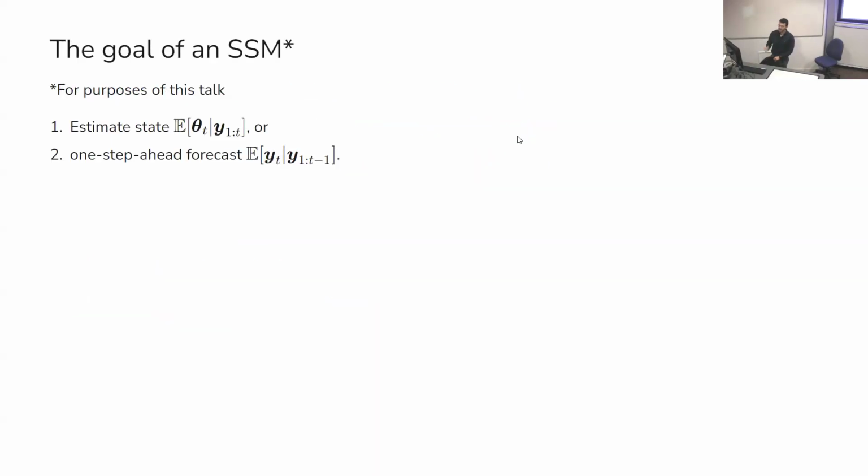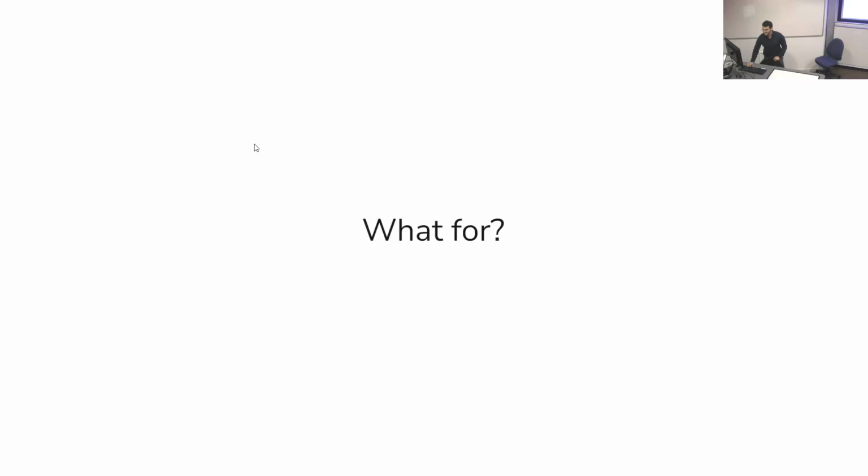Now, there are a bunch of things we can do with an SSM, but the two things we're interested in in this talk are, first, to estimate the state. That is, if I've observed a bunch of observations from Y1 to YT, what's the estimate of theta t? That's a typical problem. The second one is the one step ahead forecast. If I have observed a sequence of data points from time 1 to time t minus 1, I want to make a forecast just one step ahead.